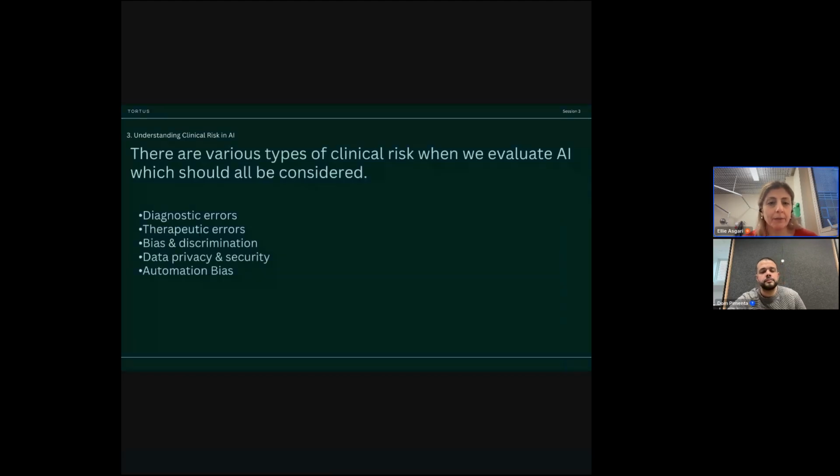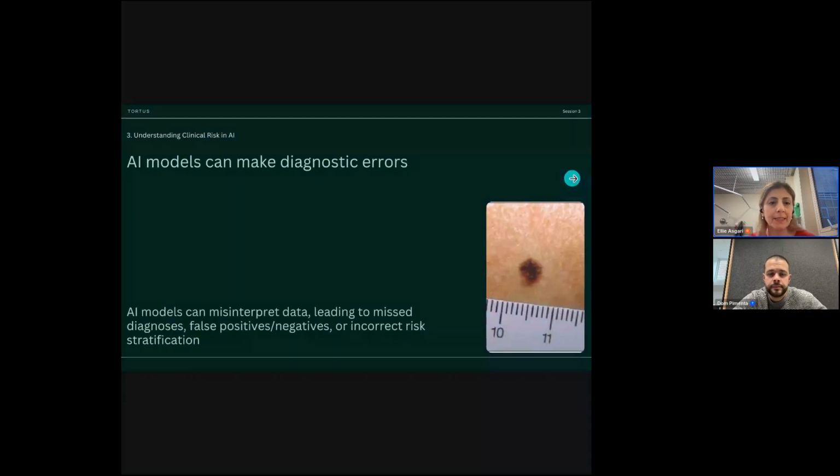So, the various types of clinical risk. There's no one way to categorize them, but we thought we would discuss some of these: diagnostic errors, therapeutic errors, bias and discrimination. We won't be talking too much about data privacy and security. That's a whole area in itself, and it's not so much a clinical risk. And a bit of conversation about automation bias. So we'll go through some examples of each.